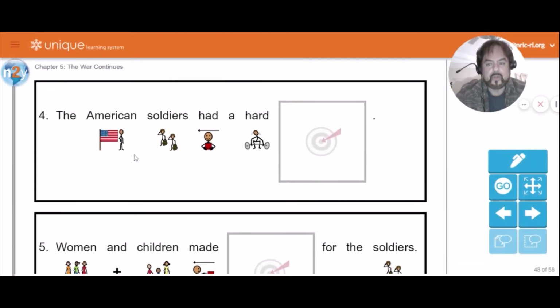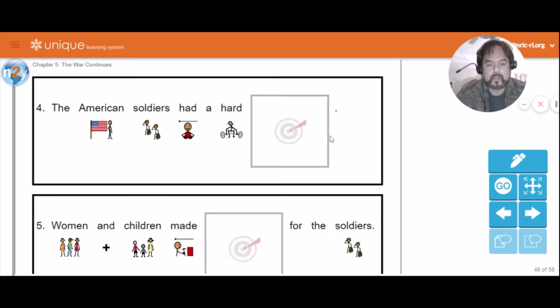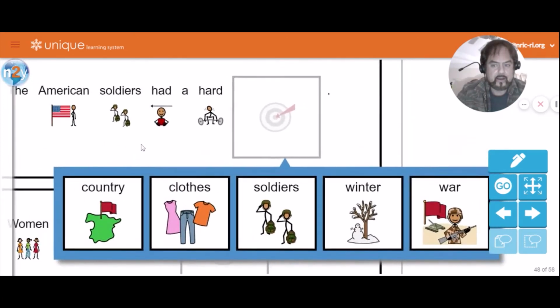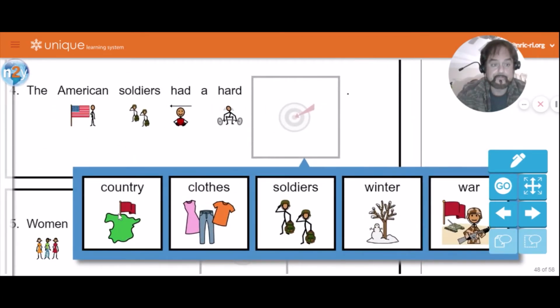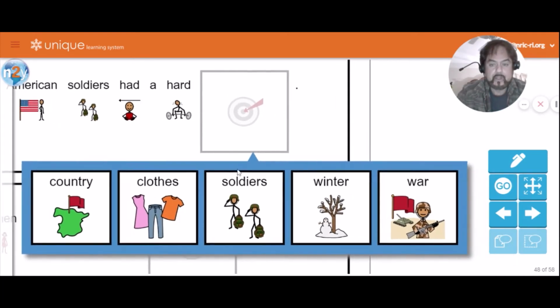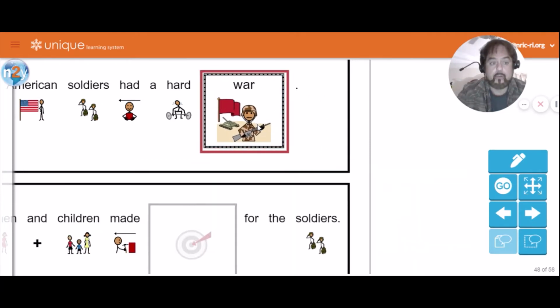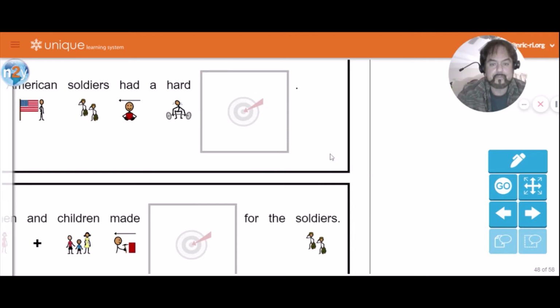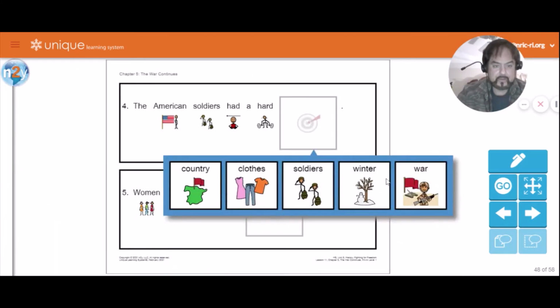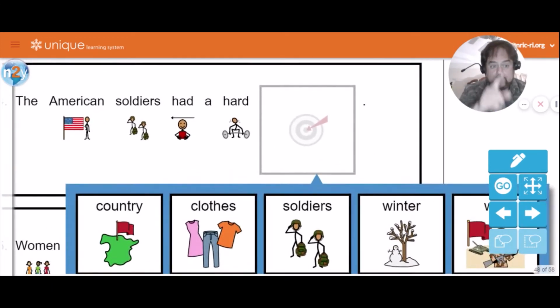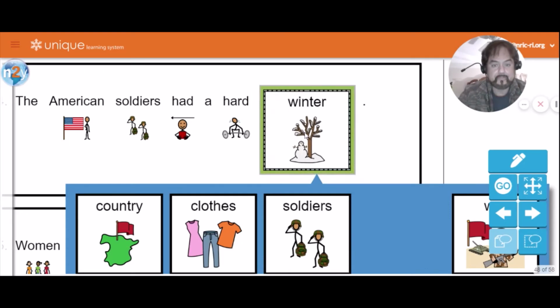Number 4. The American soldiers had a hard what? Let's see. The American soldiers had a hard country. Not quite. The American soldiers had a hard close. No. The American soldiers had a hard war. Yes. Well, let's try that and see what happens. Oh, red. Oh, that's not right. The American soldiers had a hard winter. You guessed it. At Valley Forge.